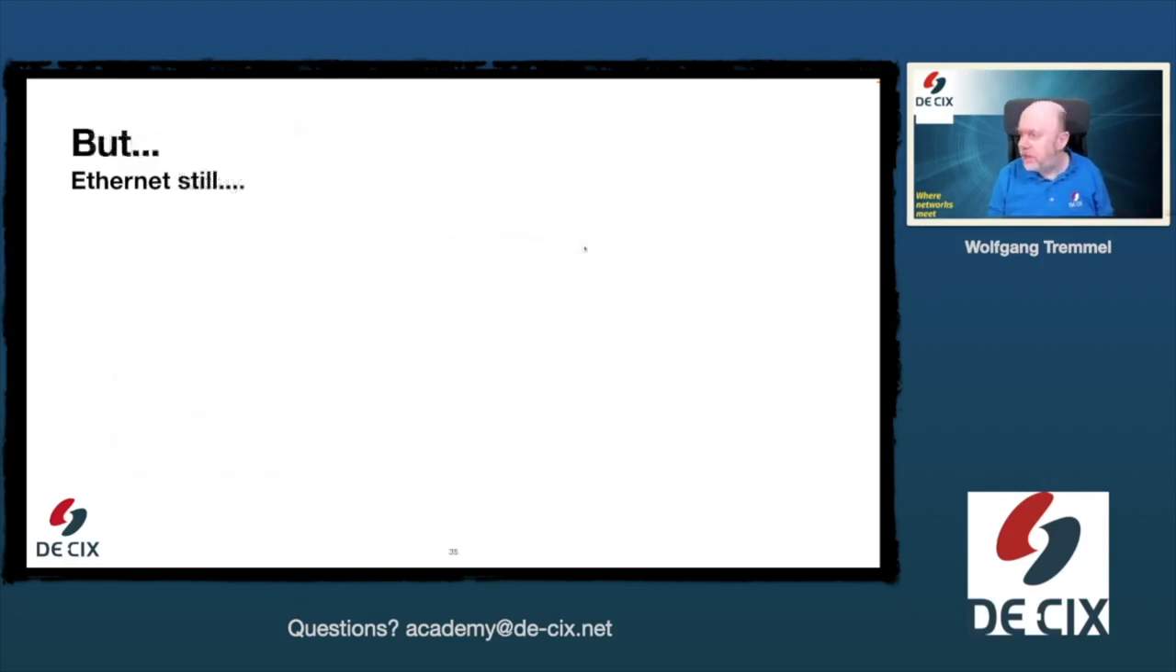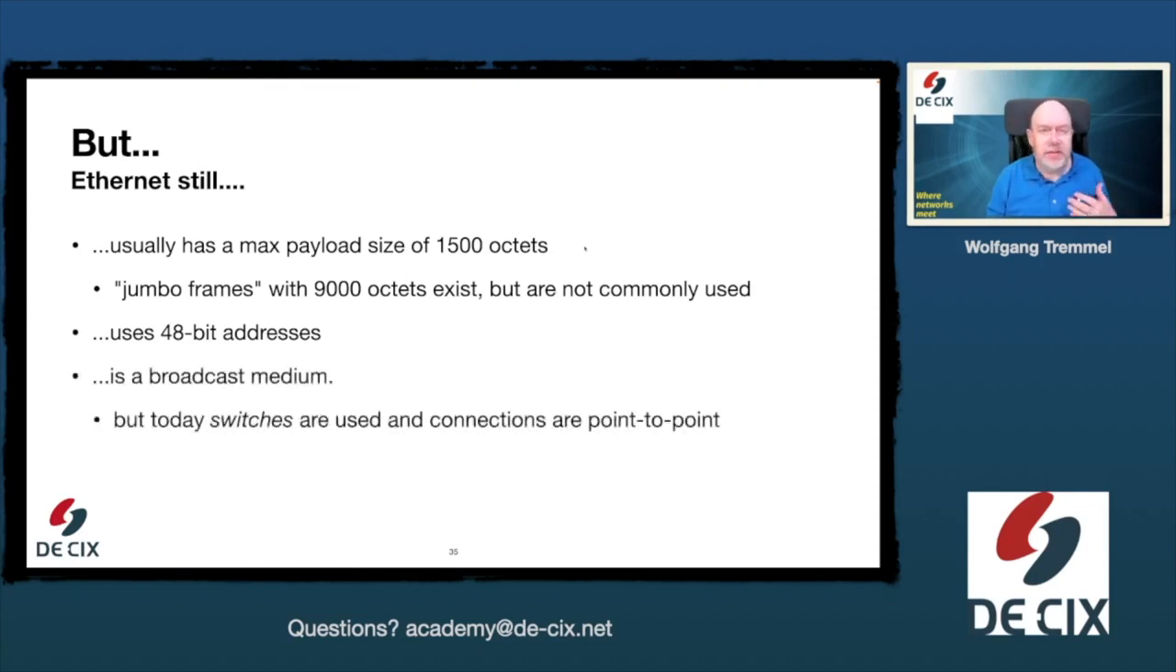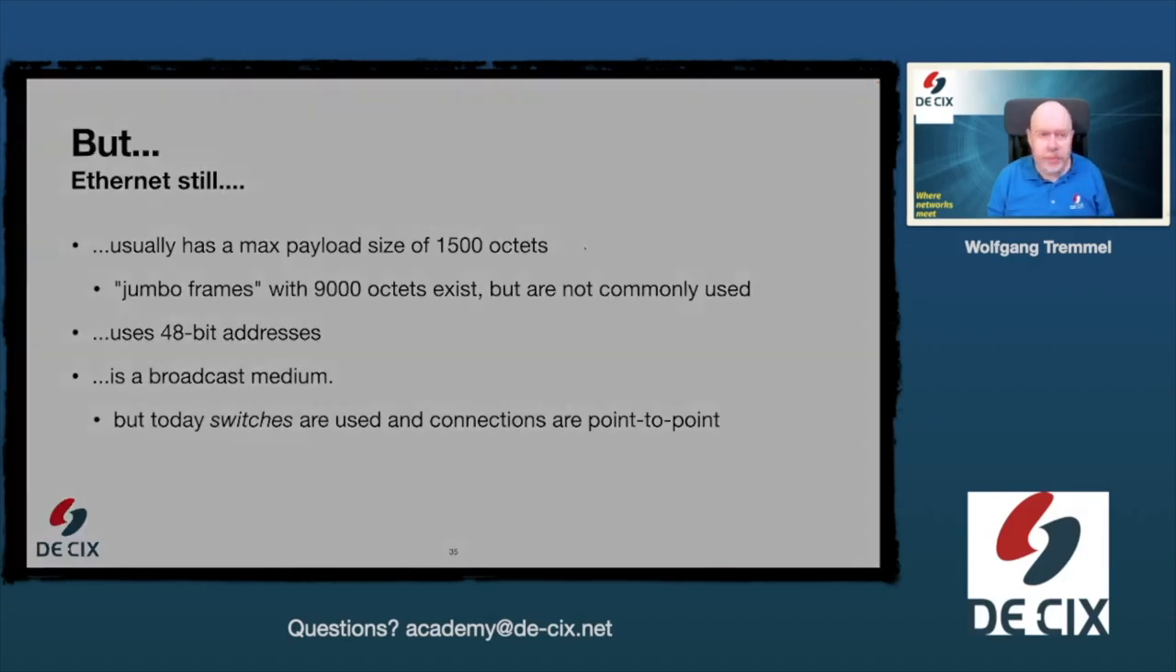Ethernet still today has a maximum payload of 1500 octets. There is a definition of so-called jumbo frames with 9000 octets, but it's not very often used. We're still using 48-bit Ethernet addresses, and Ethernet is still a broadcast medium. Also, most commonly, switches are used, and the connections are nowadays point-to-point from an end device to a switch.